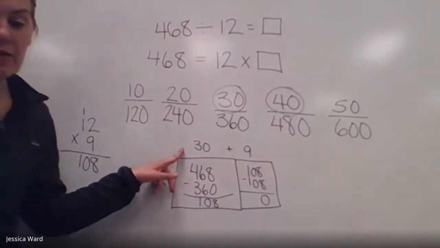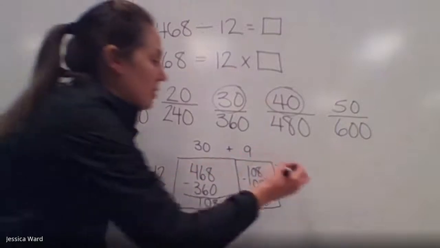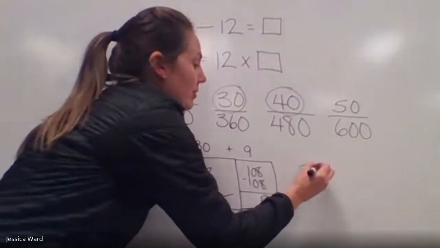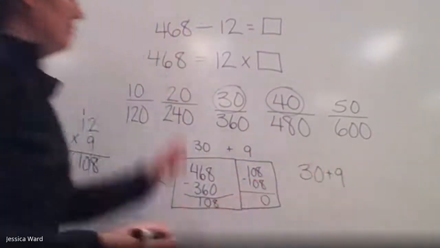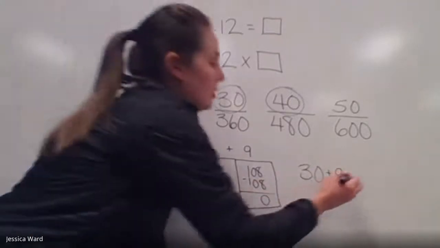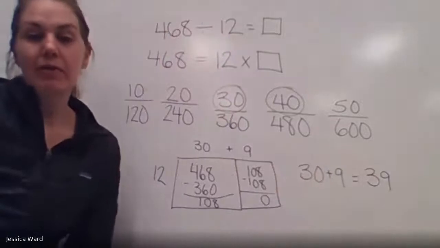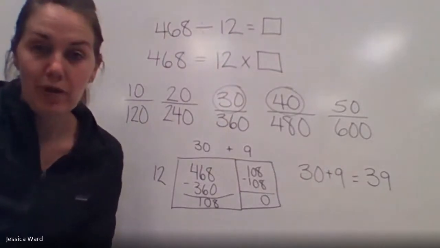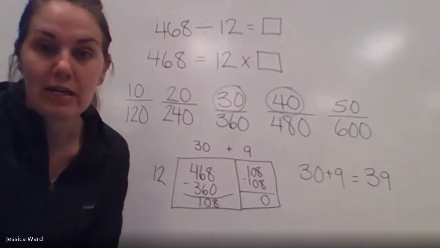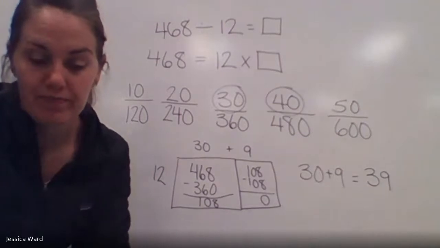So we know that Dante bought 30 plus 9 packs of 12. 30 plus 9 is 39. So Dante bought 39 packs of 12 to get him his 468 sports cards.